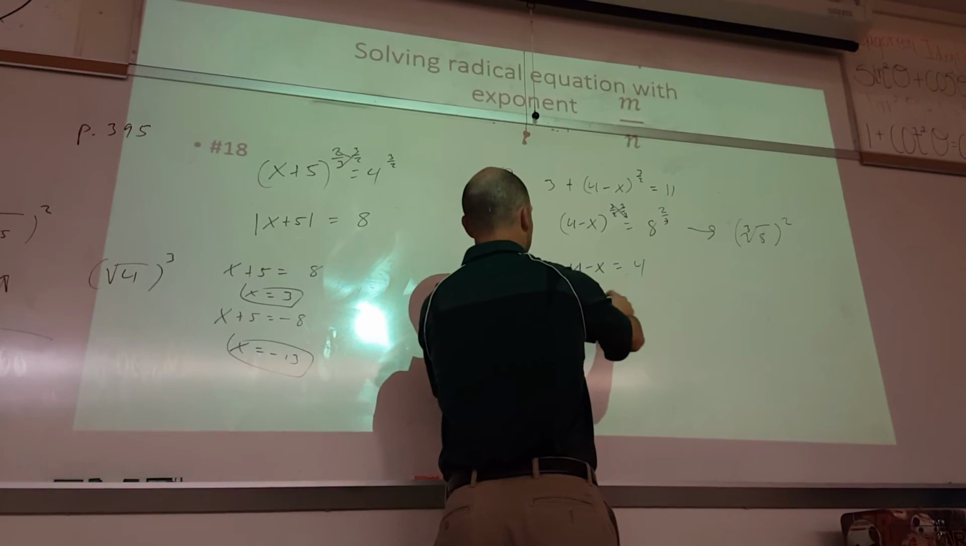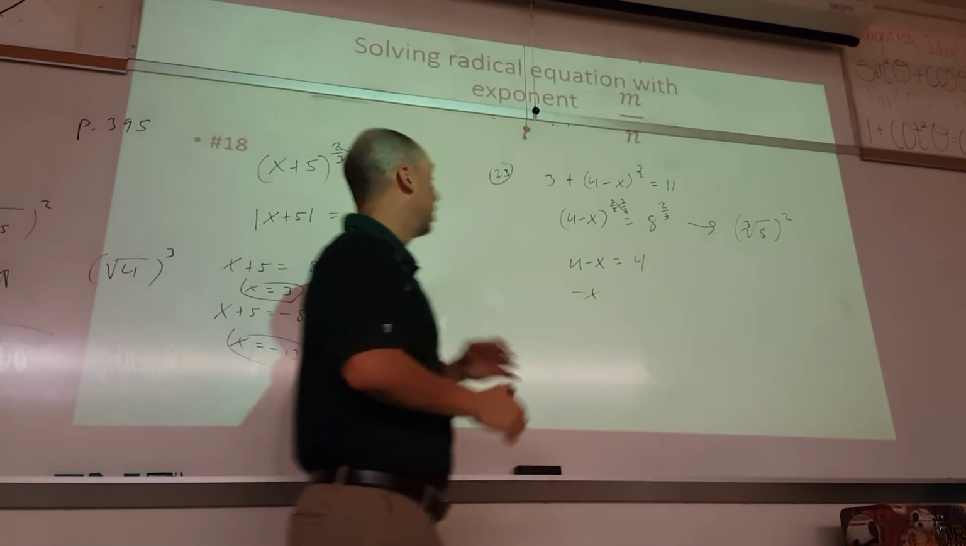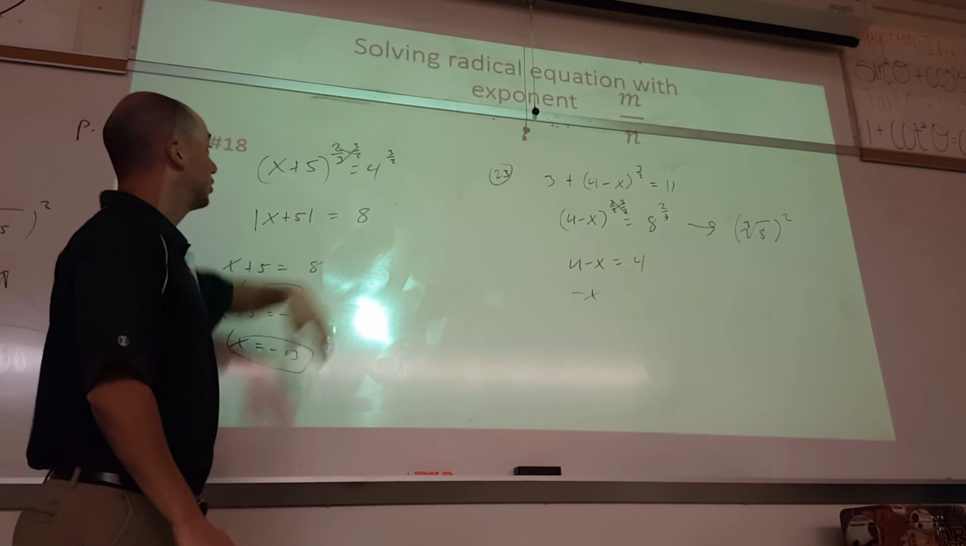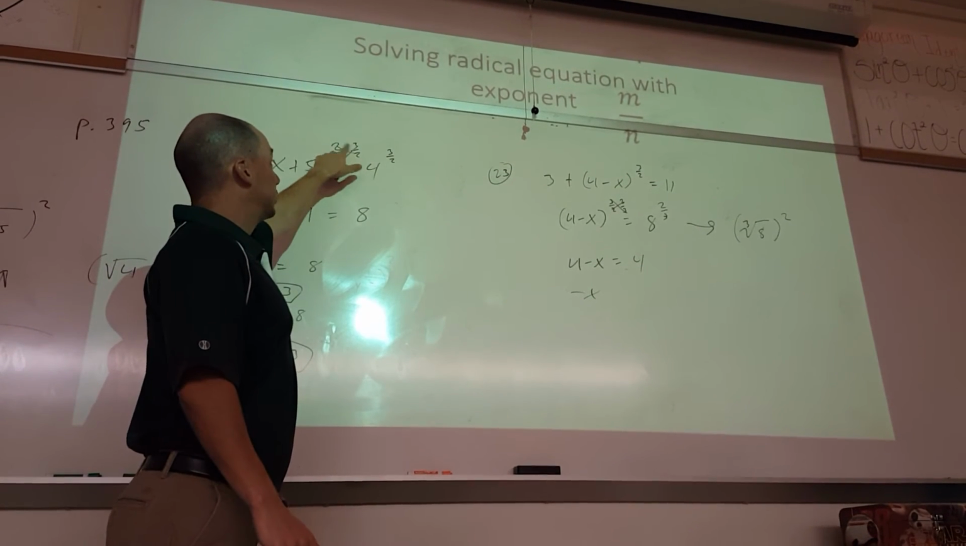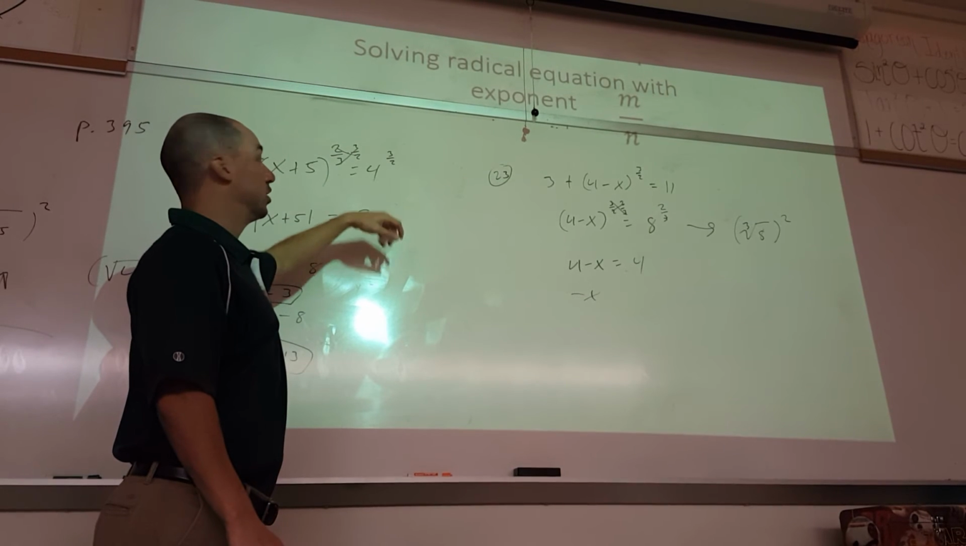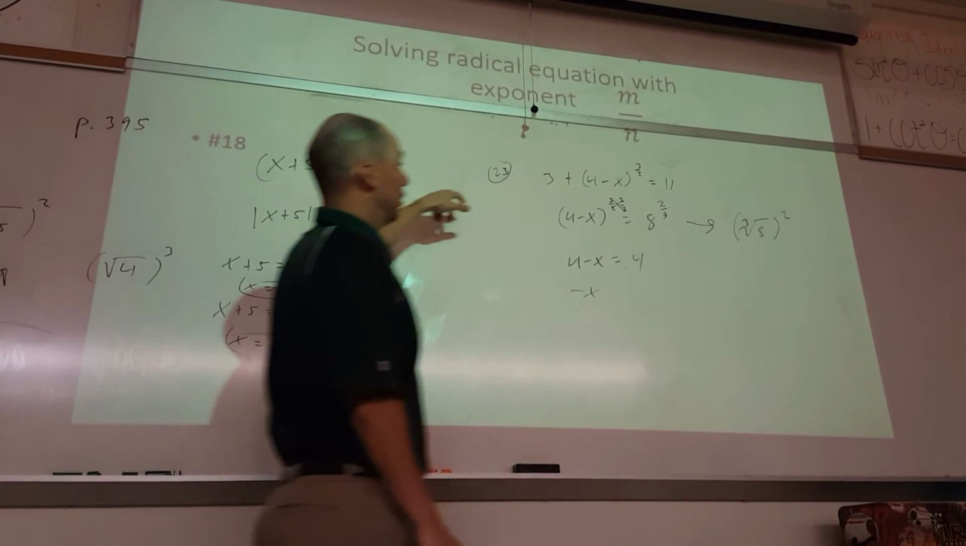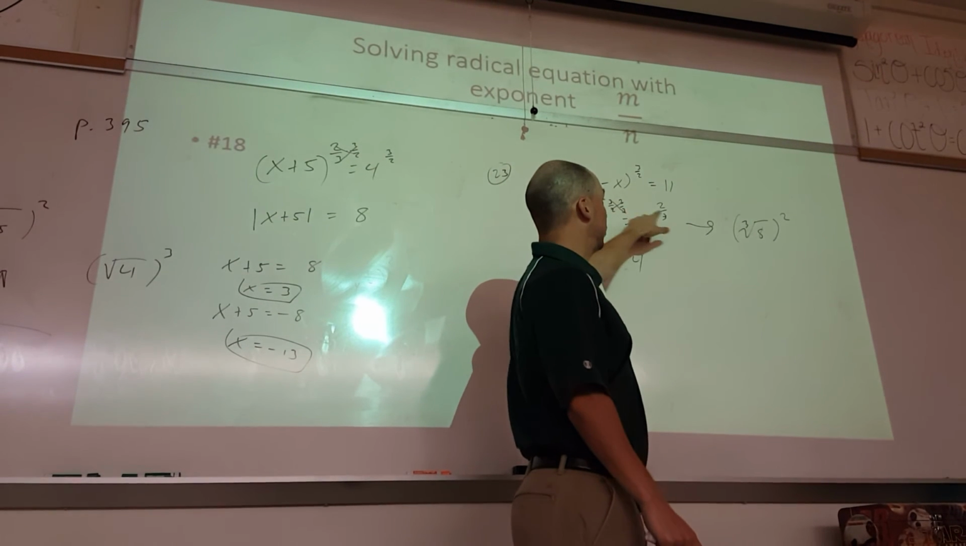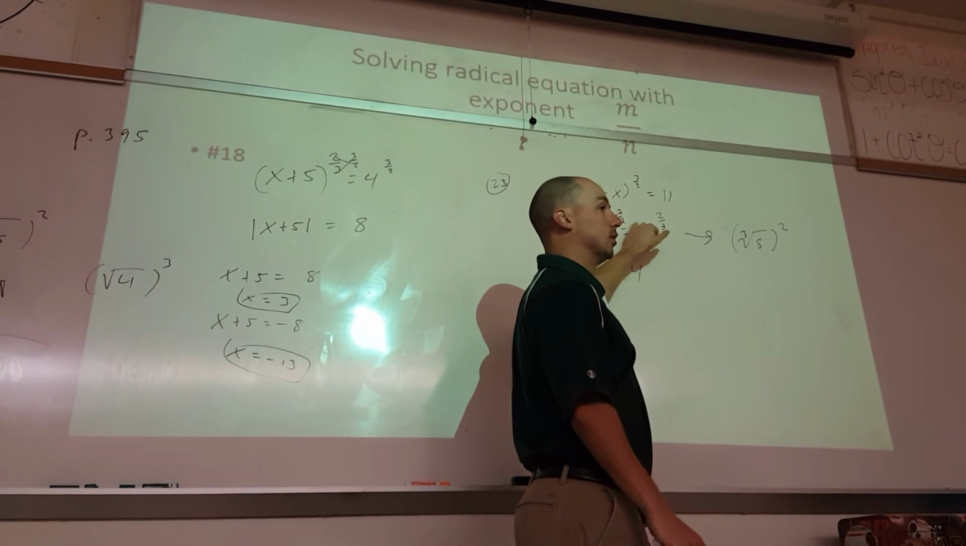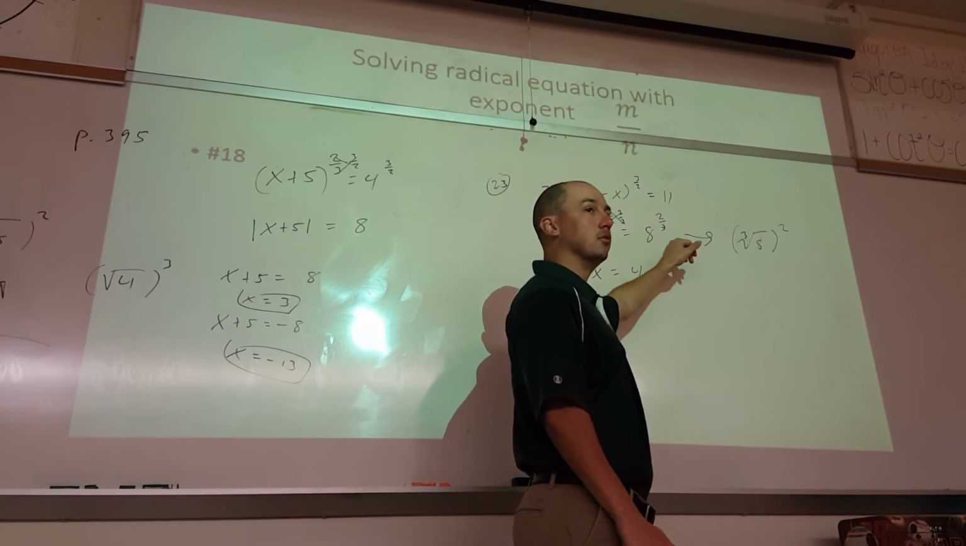Let's see, negative x. Oh, previous problem. We needed an absolute value because we raised both sides to the 3/2 power, which has an even root. And the denominator is the root. Even root. This problem, we raised both sides to the 2/3 power. 3 was the root. That's not an even root. No absolute value necessary.